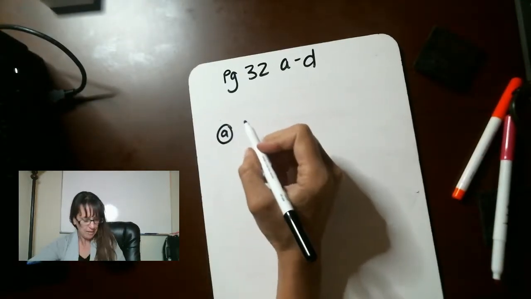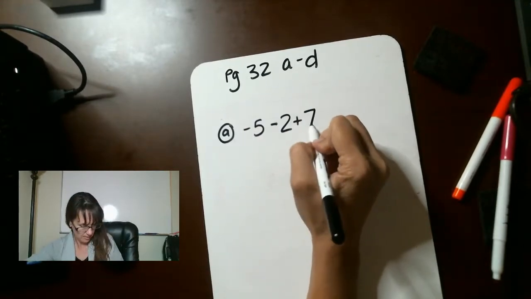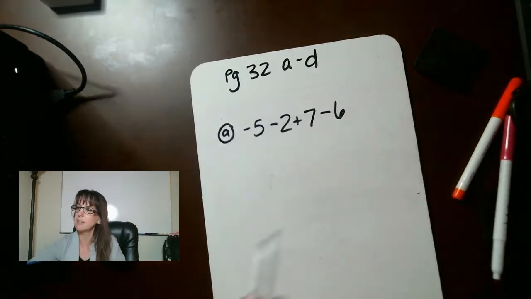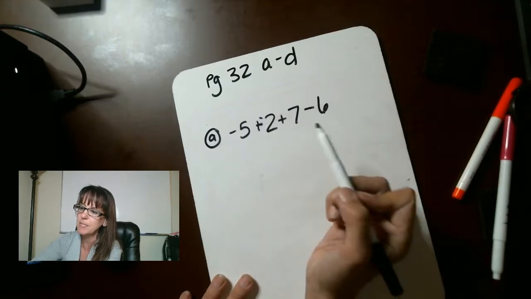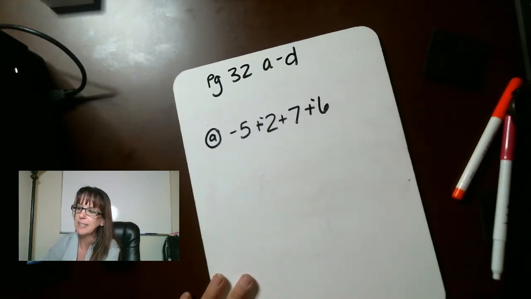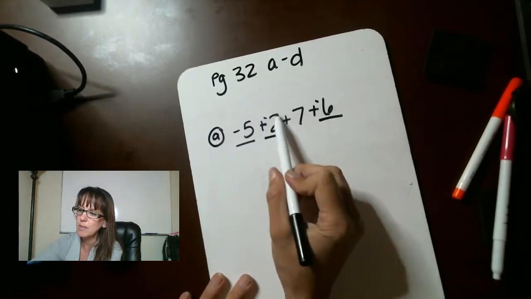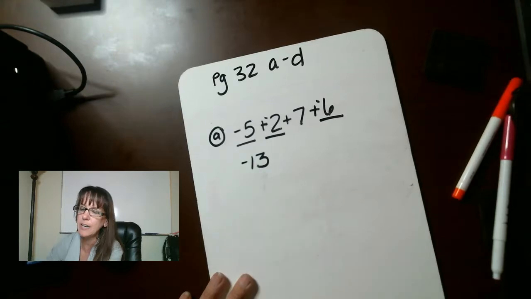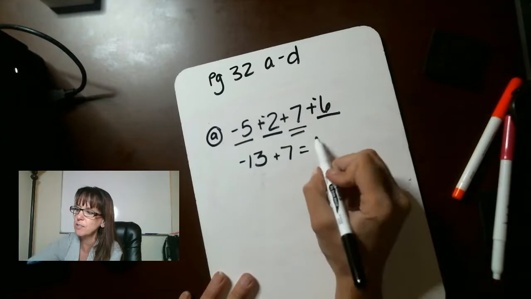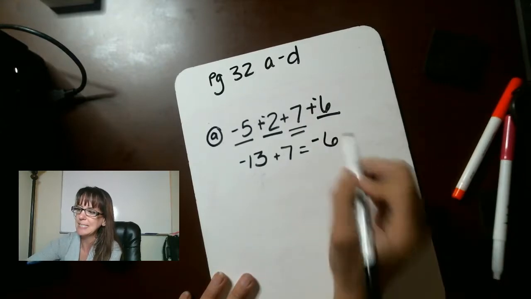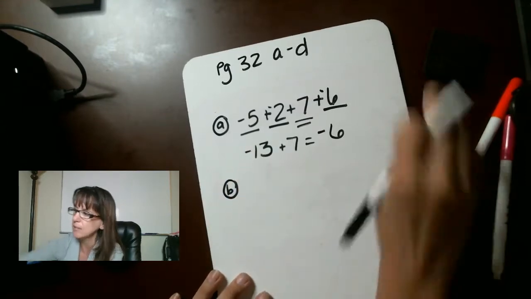So for A, we have -5 minus 2 plus 7 minus 6. All right, we want to add the opposite wherever our subtraction is. So add the opposite, add the opposite. Now we're going to gather up all our negatives, and it looks like that's 11, 12, 13, or 13 on our negative team. And on our positive team, we have 7. Which team is larger? Looks like it's our negative by 6. Negative by 6. All right, let's try for B.